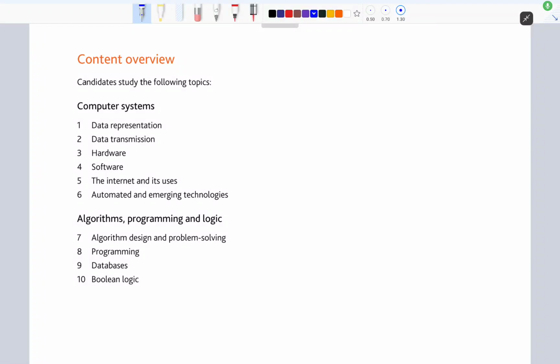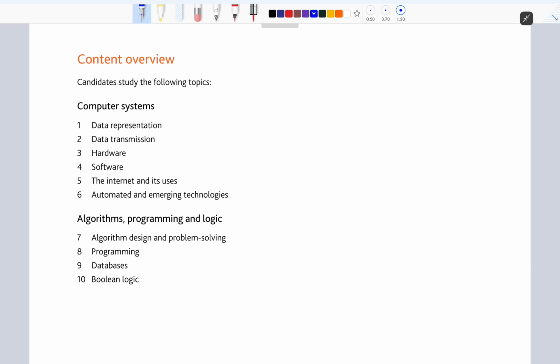We are back and we are continuing with our computer science. We have seen that we have 10 topics to cover, right? And we have gone through the 6 for the computer systems, which we said is the theory. Now, what we want to do is talk about algorithms, programming, and logic, which is the second paper. That is what we have agreed on.